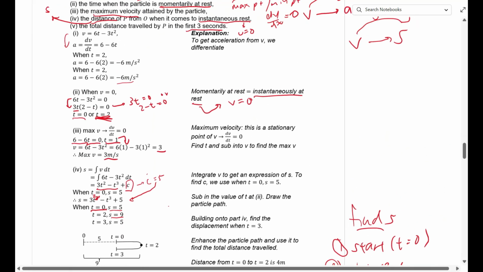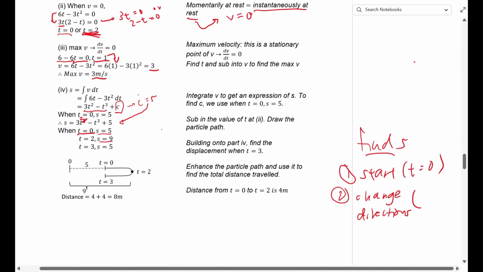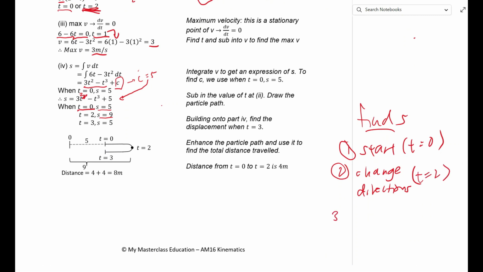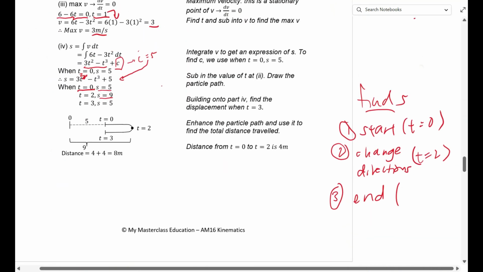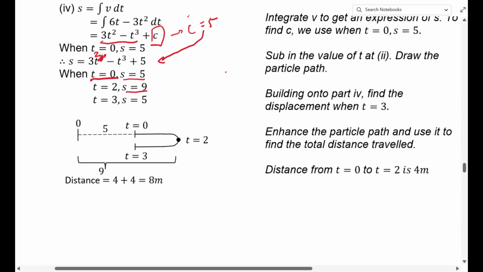So from your part 2, you can see that when v equals 0, t equals 0 or t equals 2. So since t equals 0 is your starting point, the change of direction will occur at t equals 2. And finally, at the end. Since the question wants us to find the first 3 seconds, then the end point will be when t equals 3. So you sub all these t values into your s, and you will end up with these 3 values. So s equals 5, 9, and 5 again.